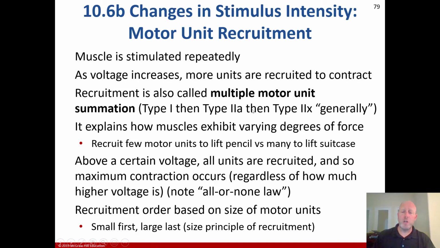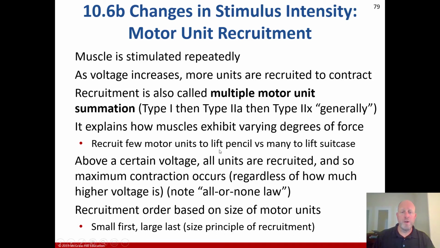The time at which that occurs depends upon the tension incurred, the capacity of that particular muscle, and the training and genetics of the person involved in that particular activity or stress. It explains how muscles exhibit varying degrees of force. You recruit far fewer motor units to lift a pencil versus lifting a suitcase, especially a heavy suitcase. That takes a lot more motor units, and consequently a lot more muscle fibers.